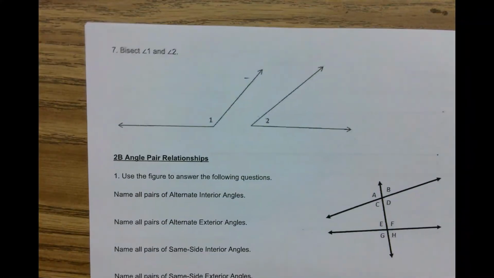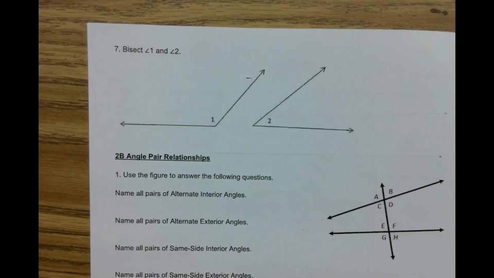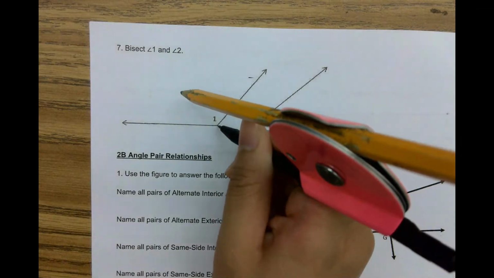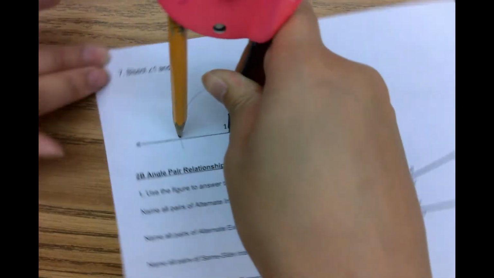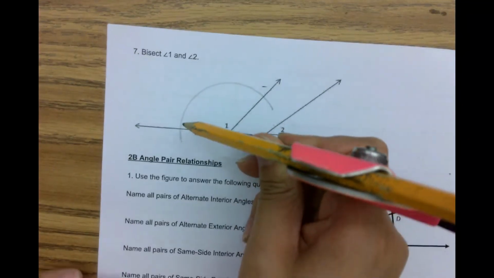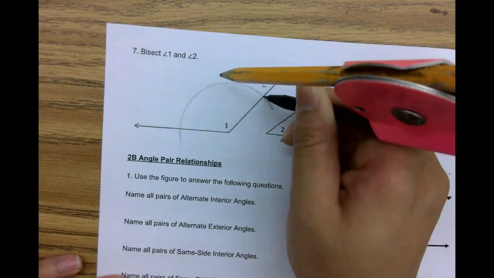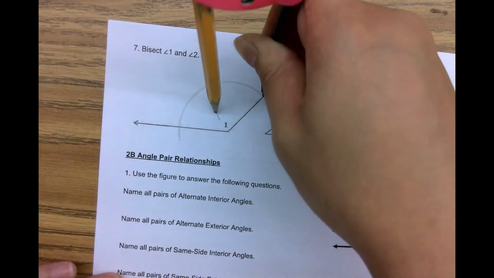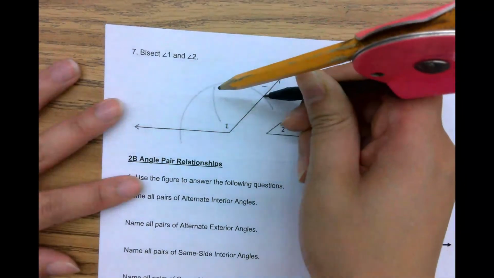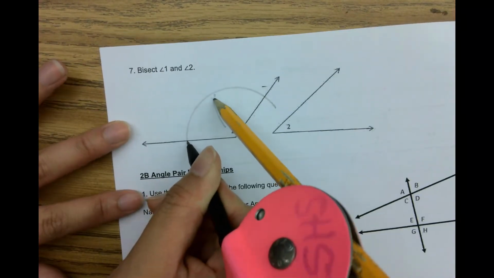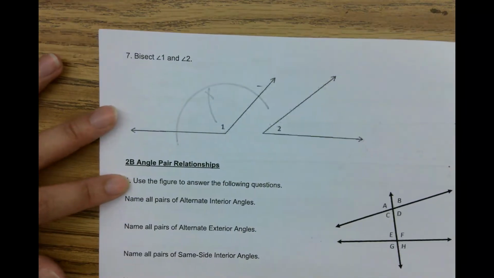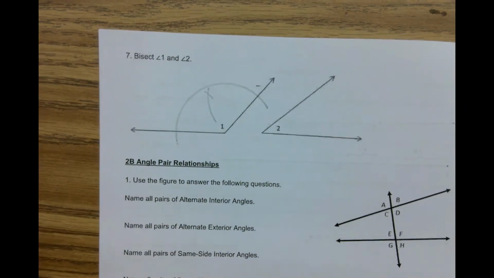So here it asks me to bisect angle 1 and angle 2. To bisect it, we start at the vertex of our angle and cross our angle twice, one on each leg. Then, leaving our compass the same, we go to that intersection and make an arc. We go to the other side of the intersection and make an arc. Where those two arcs touch, that is my bisector.